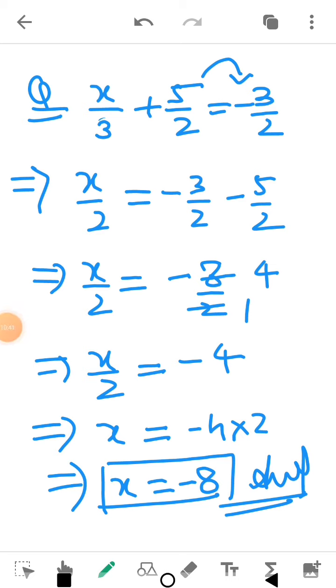So in this way we can easily solve other problems like this. Okay. I hope that all of you have understood this equation solving the problem.